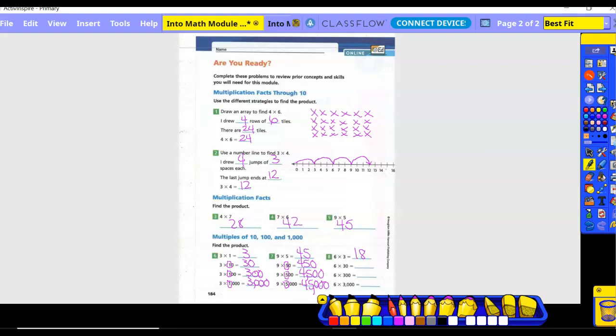6 times 3 is 18. Put my 3 in a box. 6 times 3 is 18 and add a 0. Put my 3 in a box. 6 times 3 is 18 and add 2 zeros, 1,800. 6 times 3 is 18. Add 3 zeros, so my answer is 18,000. So we have to remember to do our boxes, correct? Because that helps us keep things a little bit more simplified and easy.